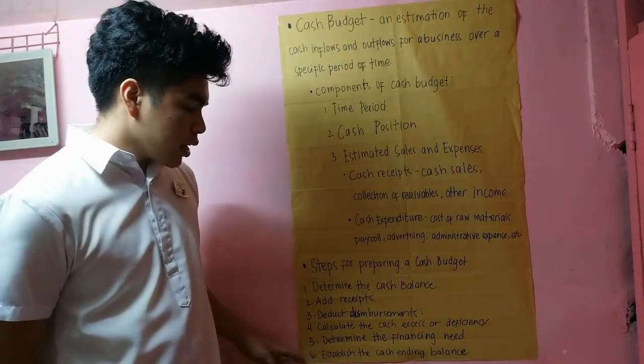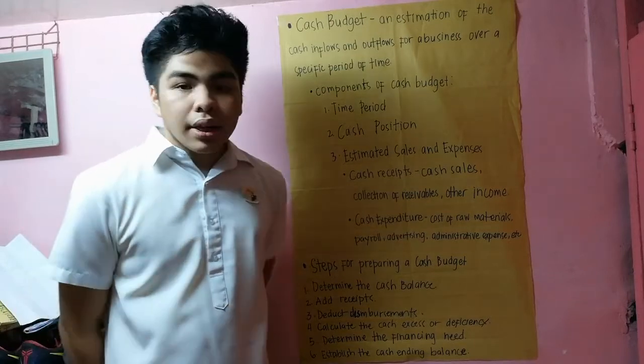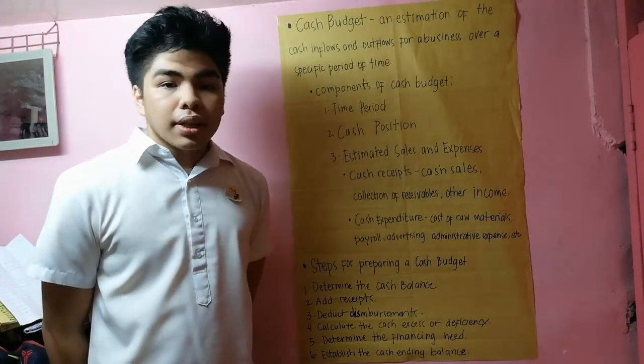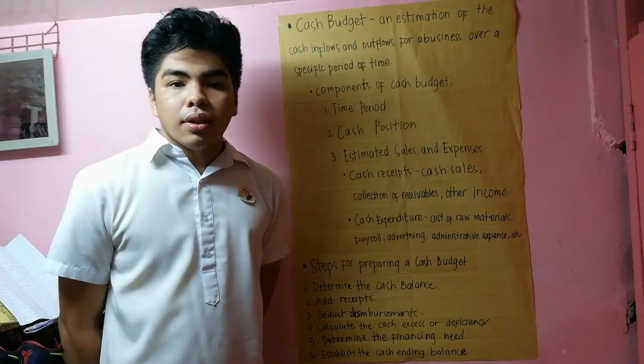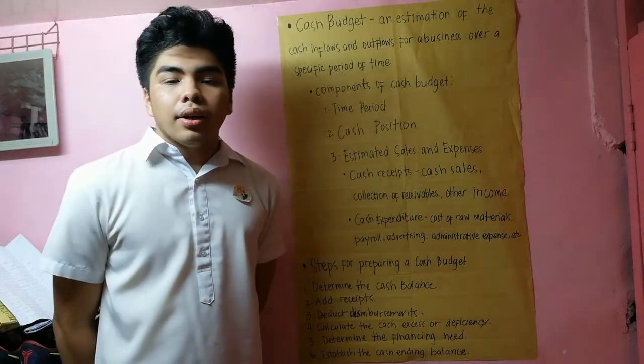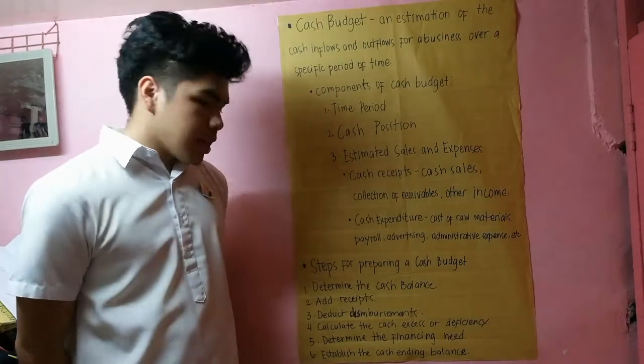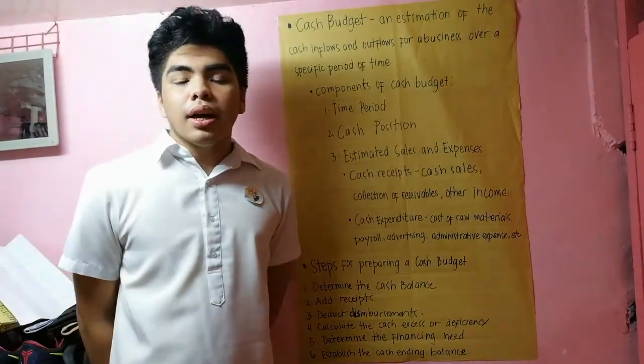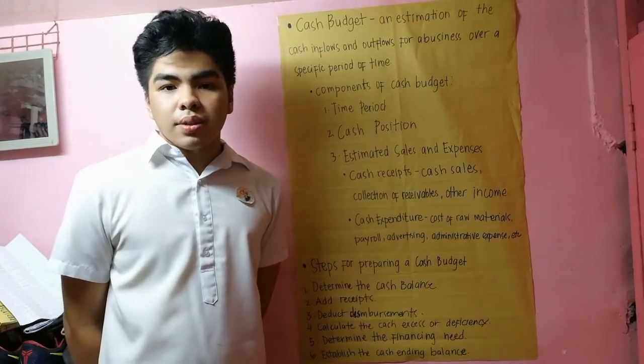Sixth, establish the cash ending balance. The cash ending balance will include the expected cash receipts and loans minus the disbursements and the financing costs. The ending balance will be the beginning balance for the next period.